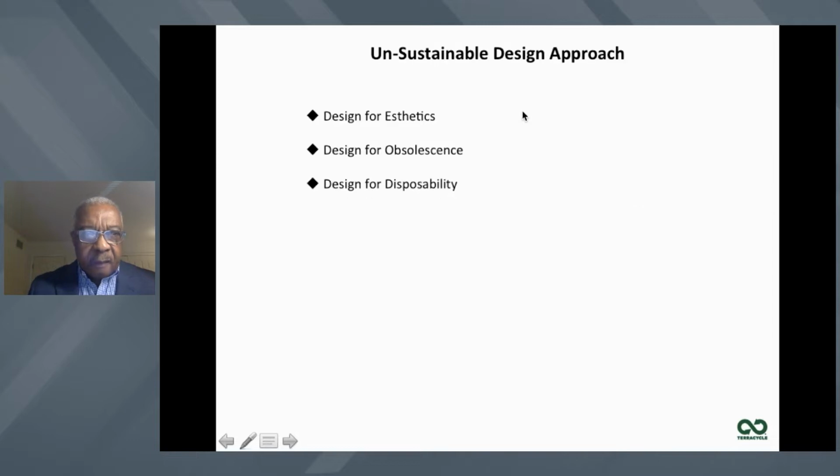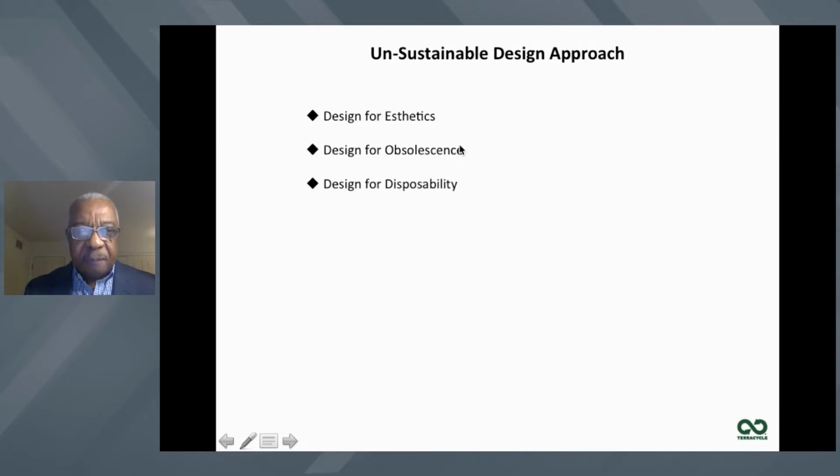One of the areas that we want to talk about today is unsustainable design approaches and sustainable design approaches. Back in the old days, years and years ago, most of the designs were considered unsustainable. Number one, they were designed specifically for aesthetics. Not that I have anything against aesthetics, but that being the sole design criterion would make it difficult for most items. The second thing was design for obsolescence.